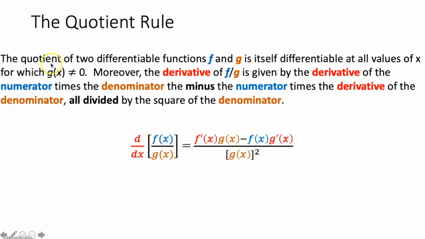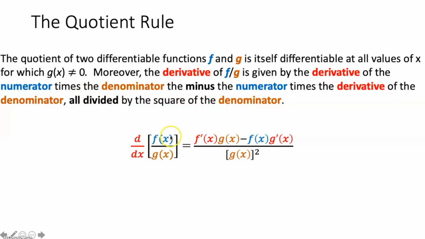The quotient rule says the quotient of two differentiable functions f and g is itself differentiable at all values of x for which g of x is not equal to 0, because you can't have the denominator equal 0. Moreover, the derivative of f divided by g is given by the derivative of the numerator times denominator minus the numerator times the derivative of the denominator, all divided by the square of the denominator.